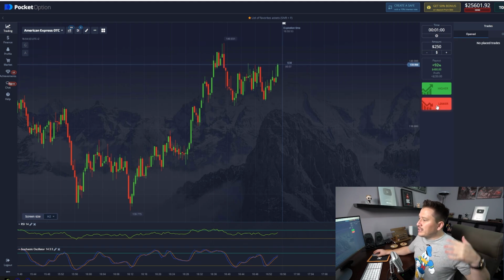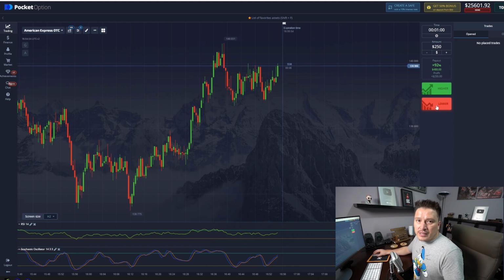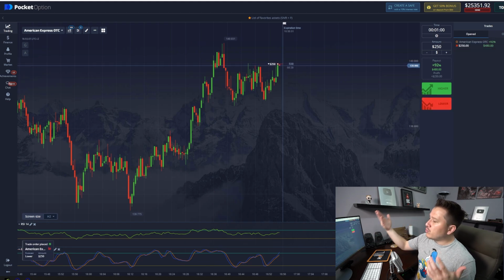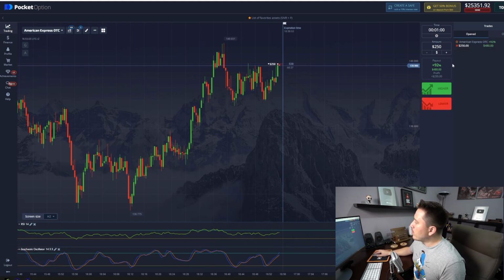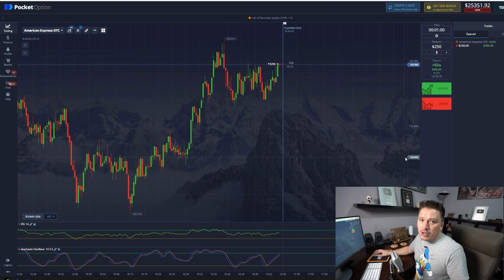This lower means that you think the price will go down within 1 minute. And this means that the price will go high within 1 minute. So I think that the price will go down within 1 minute, so I enter what is called a put position or a lower position or a low position. Those three names mean the exact same thing in binary options.